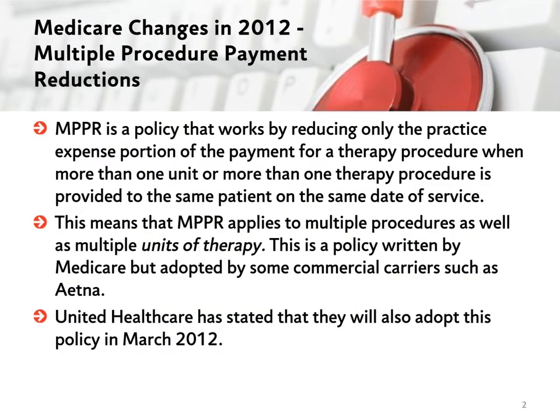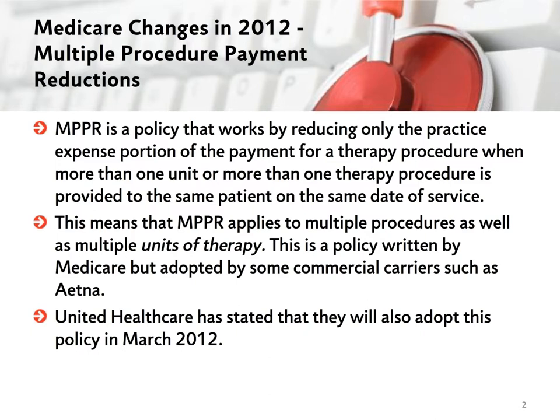The 2012 fee schedule also impacts the multiple procedure payment reduction. The multiple procedure payment reduction is a policy that works by reducing only the practice expense portion of the payment for therapies and procedures when more than one unit or more than one therapy or procedure is provided to the same patient on the same date of service. The 25% reduction will be for the second procedure and subsequent services, again performed on the same patient during the same session.